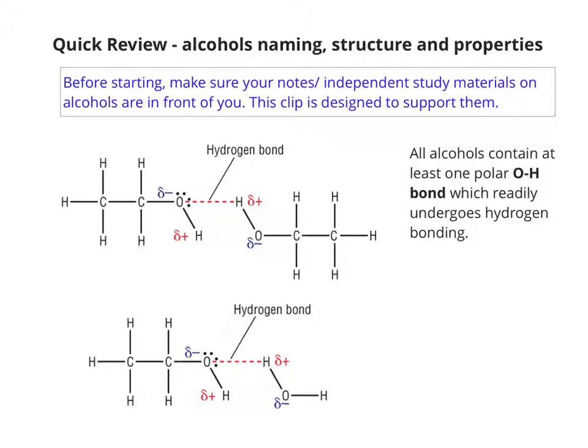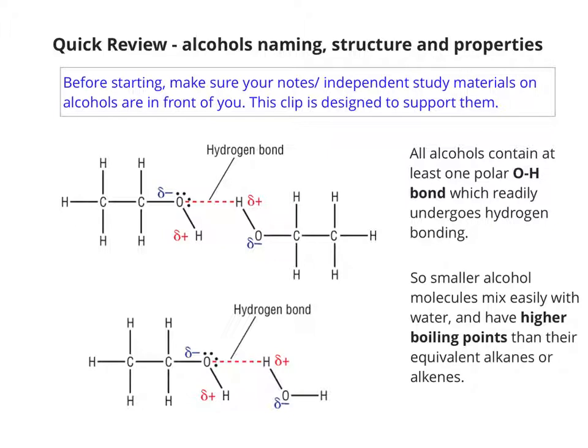So the thing about all alcohols is they've got at least one OH group contained within the molecule. That OH group means they can undergo hydrogen bonding with each other and also with water. So we tend to find that smaller alcohol molecules can mix easily with water, they're soluble in water, and also have higher boiling points than the equivalent alkanes or alkenes, due to the hydrogen bonding, of course.